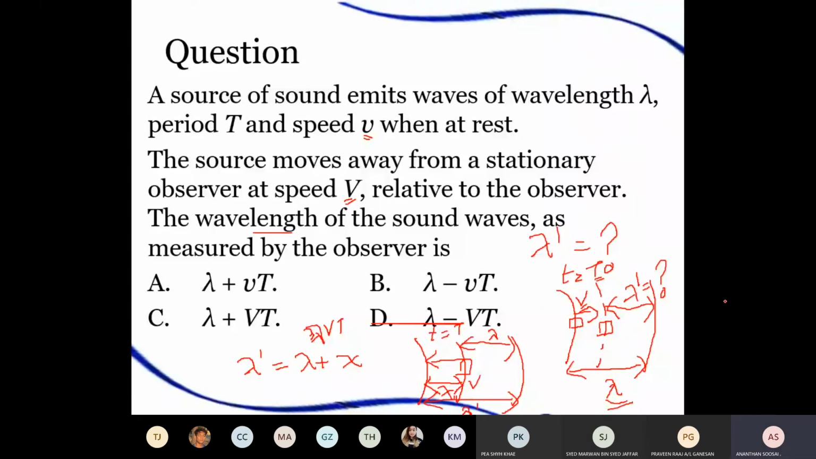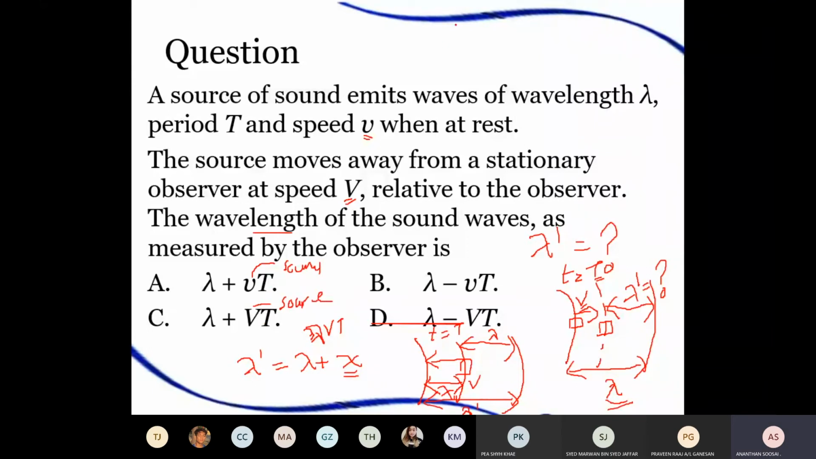So what should the answer be? How do you get this X? What is the extra distance traveled by this source? Is it speed of sound times the time, or speed of the source times the time? Small v times T or capital V times T? Small v is the speed of sound. Capital V is the speed of the source.